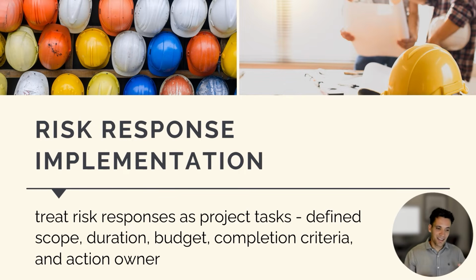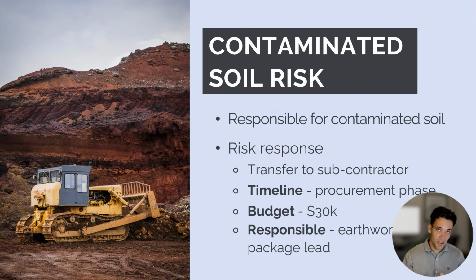The best way to do this is just to treat them as project tasks. Define the scope of the task, the duration, the budget, the completion criteria, and give them an action owner. Allocate the responsibility of implementing the risk response to an individual on the project team and follow up to make sure they do it. Okay, let's talk about our contaminated soil risk.